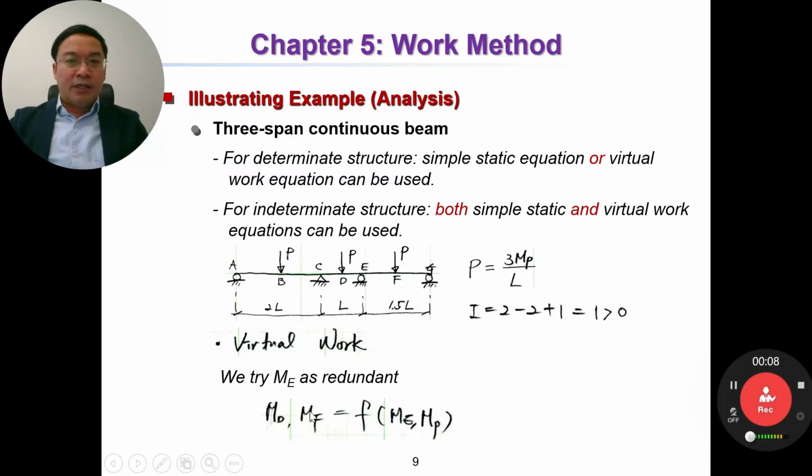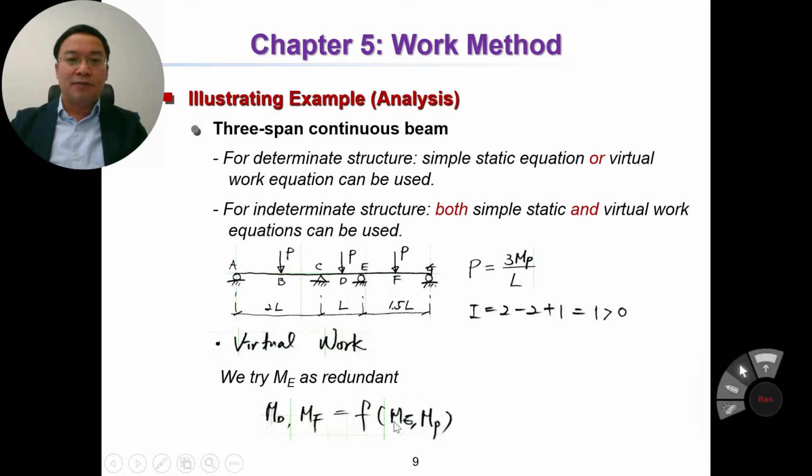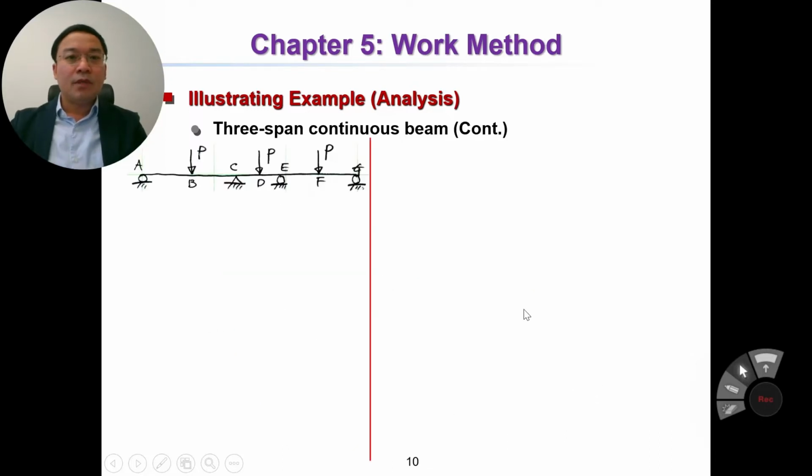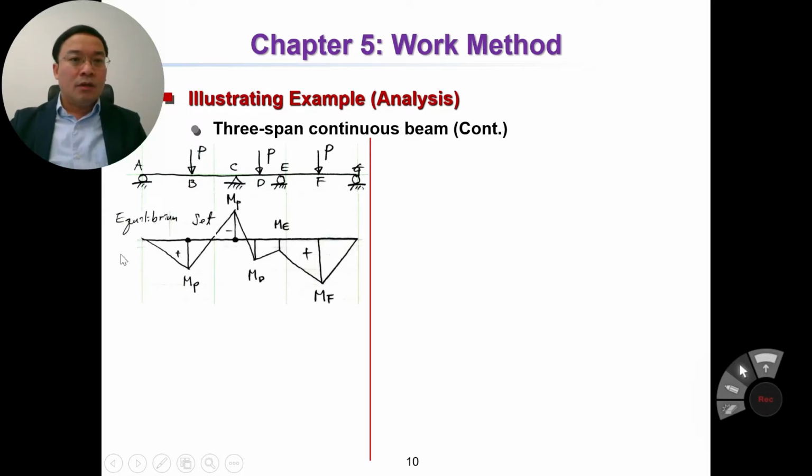So we are going to determine MD and MF as a function of ME and MP. This is our structure, and with the assumed mechanism, we have an equilibrium set. As you can see here, here is MP, and here is MP, and MD, ME, and MF. Actually, we don't know MD, MF, and also ME, but we assume this is redundant ME. And now we are going to determine MD and MF as a function of ME and MP. And this is an equilibrium set, okay, in general.